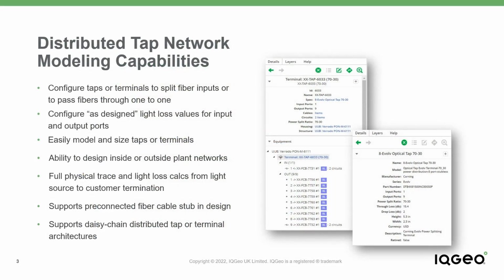Using Network Manager Telecom, you can configure PON distributed tap network architecture for any network vendor's equipment. Configuration options in this example include designed light loss parameters, customer tap port counts, inside or outside plant placement, optional internal splits and splice trays, pre-configured cable stubs, and any other attribute information needed at an equipment or specification level.